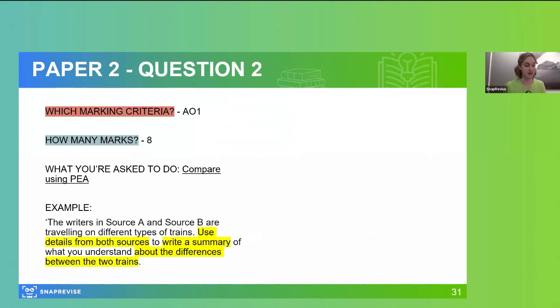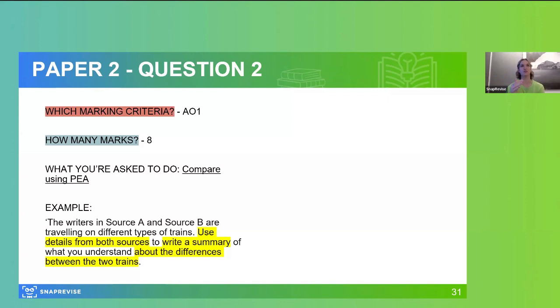So it's worth 8 marks. So again, I would be thinking about maybe 3 or 4 aspects to analyze. You're being asked to compare using PEA. So again, use PEA. Make sure that you're making your points, you're providing the quotes, and you're analyzing that in detail. So you have to compare both sources.